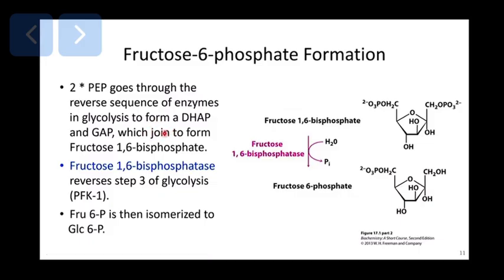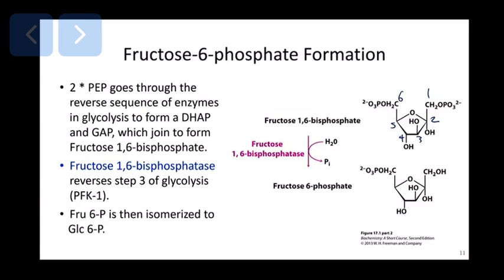We're going to join two 3-carbon molecules in order to form fructose 1,6-bisphosphate. And then an enzyme called fructose 1,6-bisphosphatase. So phosphatases are always going to use a water molecule to remove a phosphate from carbon number 1. All right, so here's our, remember, go back and remember how we are labeling our carbons, right? 1, 2, 3, 4, 5, 6.